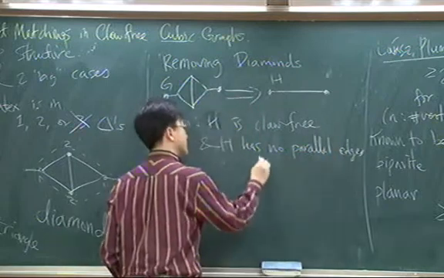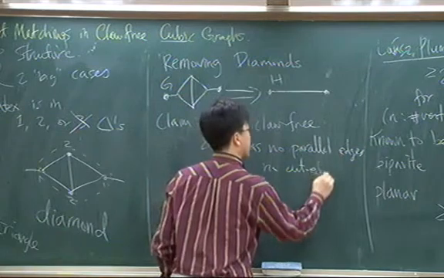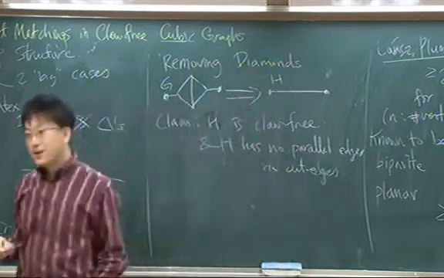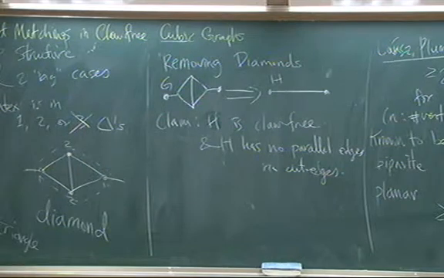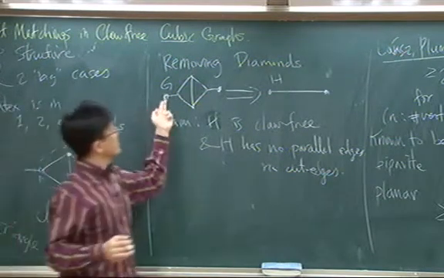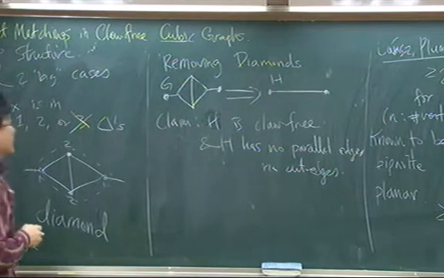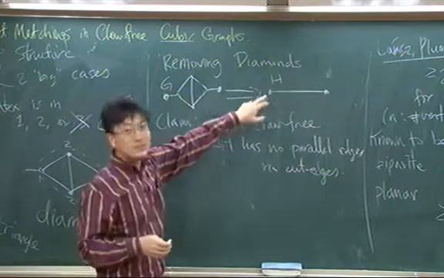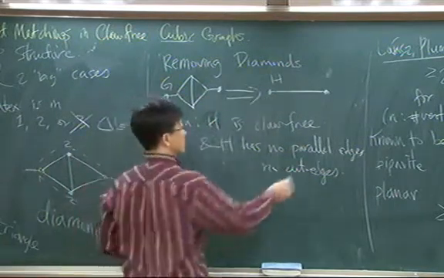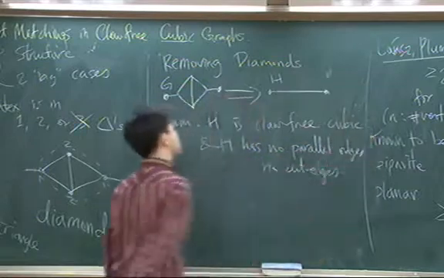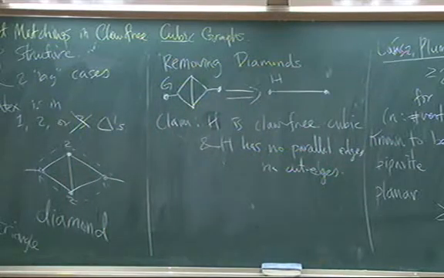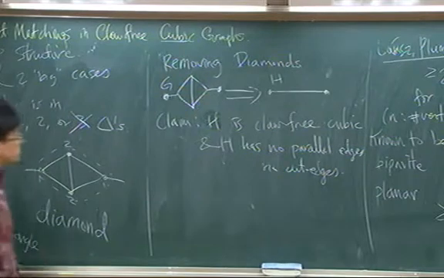And it has no cut edges. So far, the conjecture is about simple graphs. You don't have loops, you don't have parallel edges. So by reducing the diamonds to an edge, I don't want to introduce parallel edges. And yet, I still want to make sure that H is cubic. Yeah, claw-free cubic. So many things should be obvious.